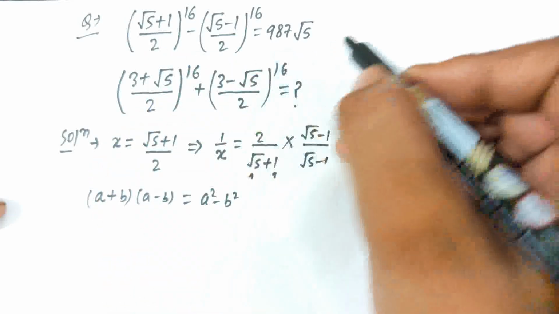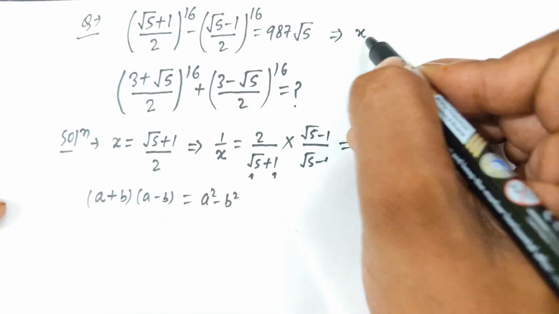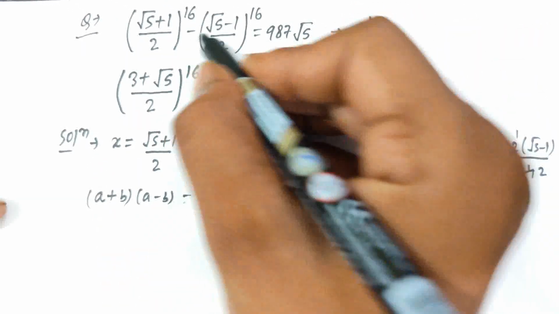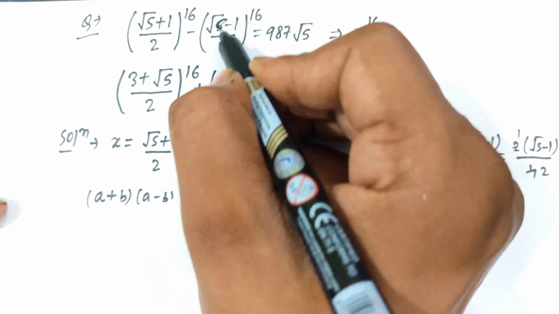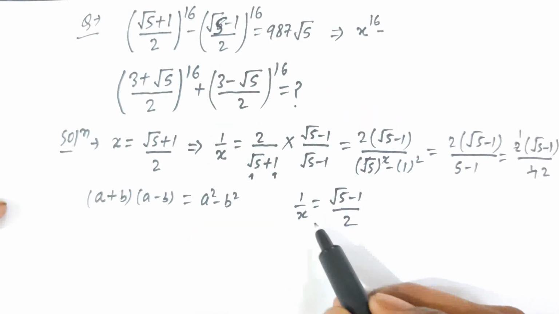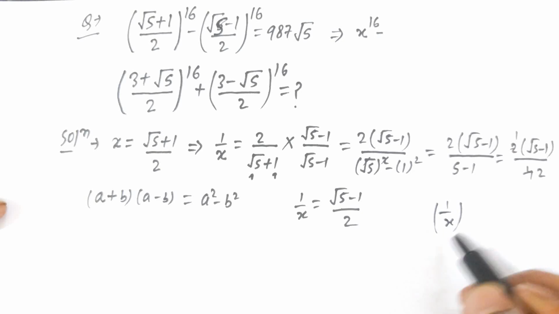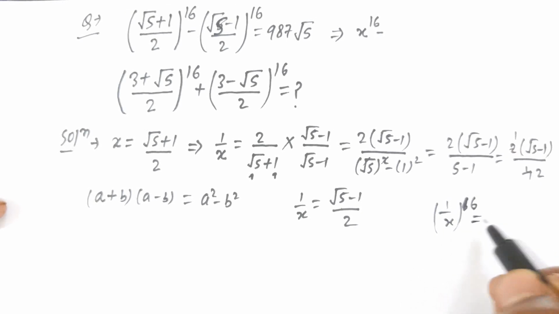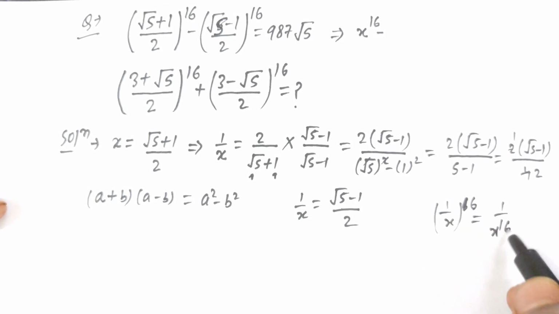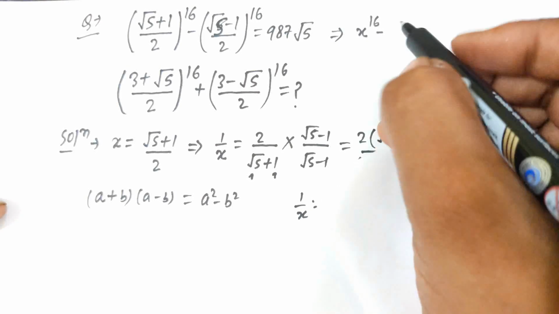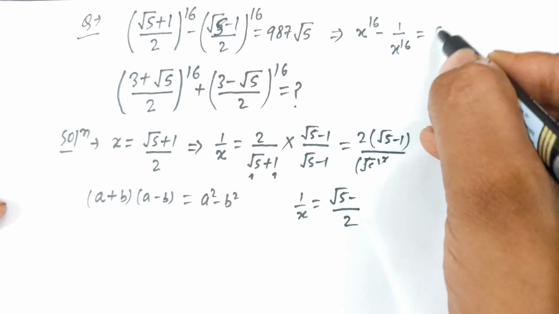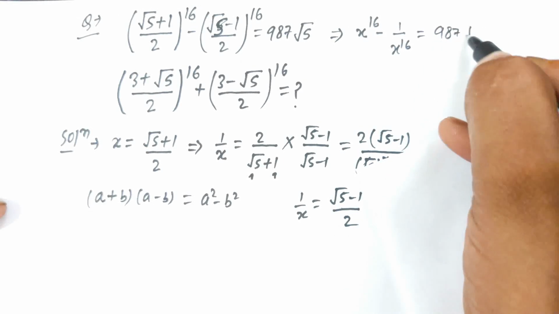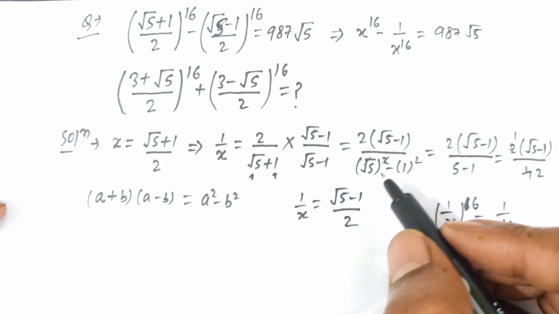So this number is replaced by x^16 and here minus, and this expression, sorry, this is 5 and this number is replaced by 1 by x, and (1 by x)^16 is equals to 1 divided by x^16. So here x^16 − 1/x^16 is equals to 987 times √5.